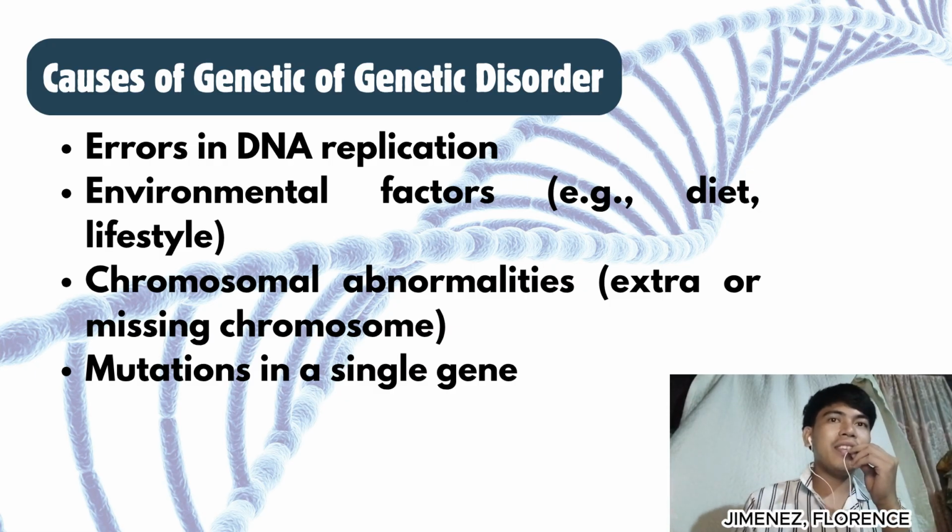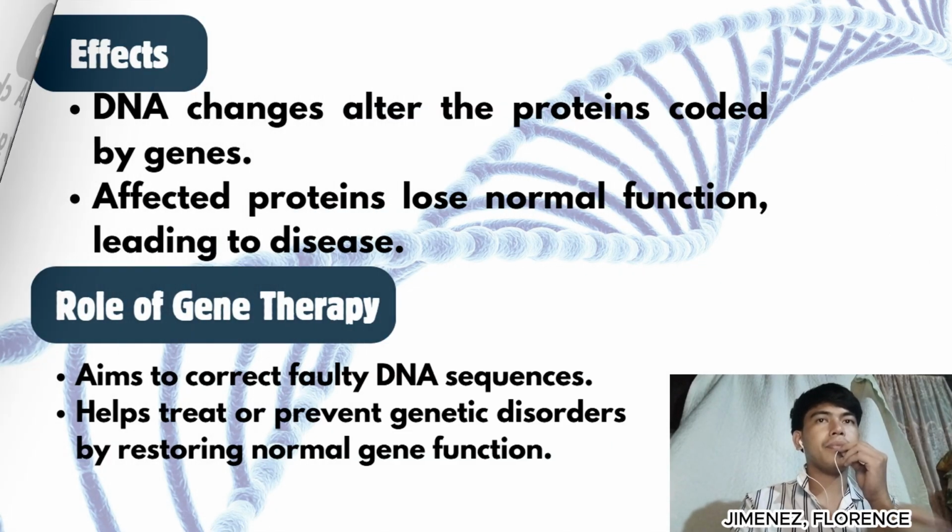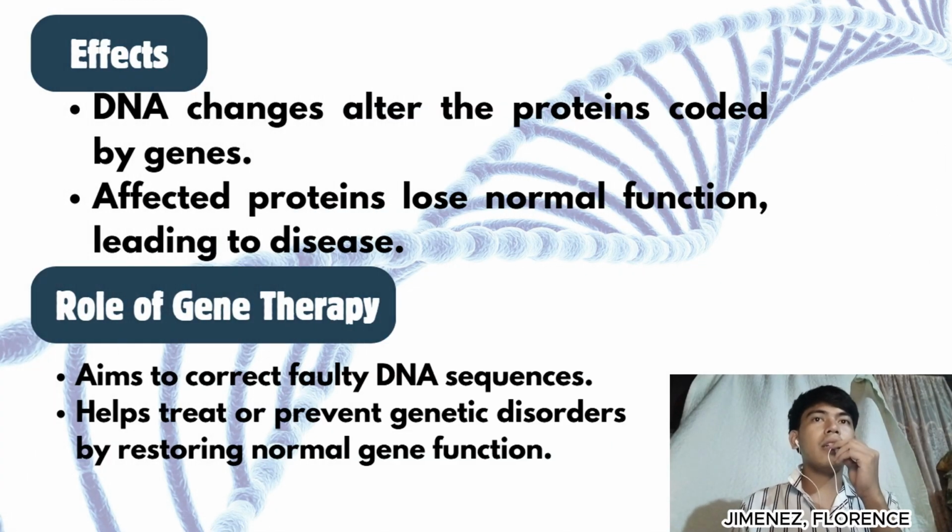So, the other two are chromosomal abnormalities, or extra or missing chromosomes, and mutations in a single gene. These two will be elaborated more when we tackle the classification of genetic disorders. So what are the effects of genetic disorder?